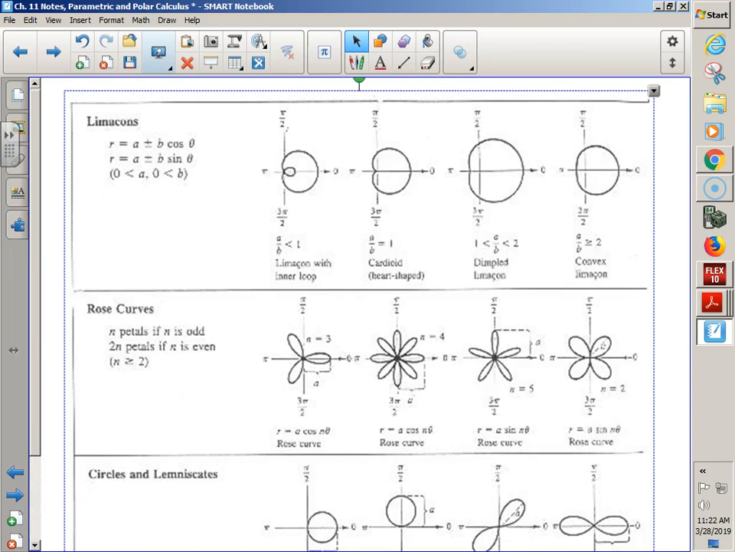Limaçons. 2 over 2 is 1. Oh, it's going to be a cardioid, which is exactly what we had. It was a cusp without an inner loop. So you could memorize this whole thing, or you could just make tables and not have to memorize it all.